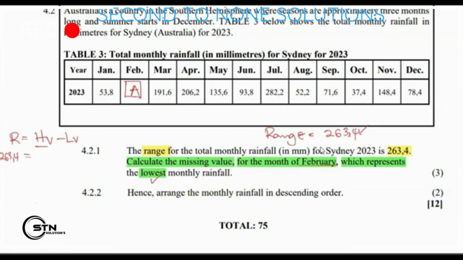You have the highest value, definitely you have to have it. Why? The only value that's missing is the lowest. So you come through these numbers and look for the highest value. Indeed, you have it as 282.2. So the highest value is 282.2 minus the lowest. The lowest is what is missing.